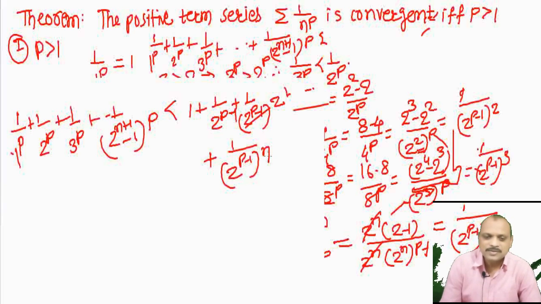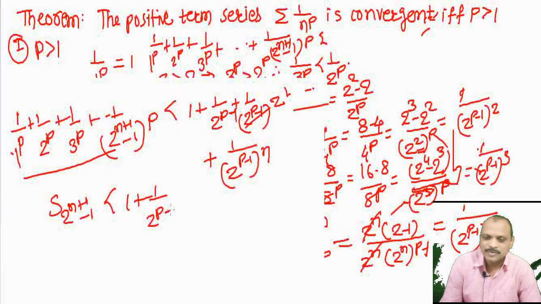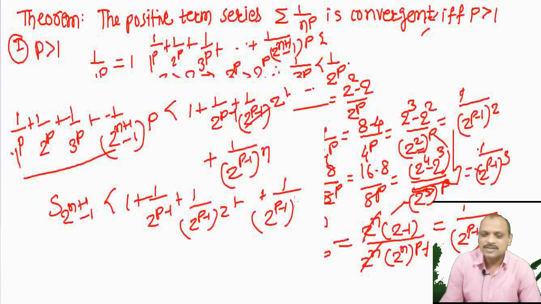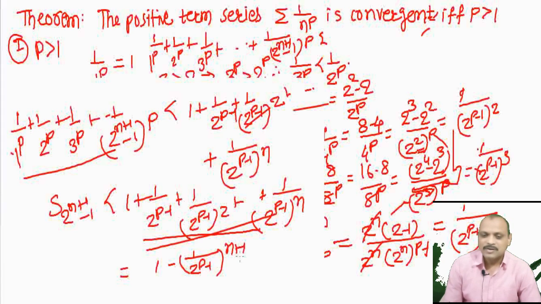And look at this, this is S raised to 2 raised to n plus 1 minus 1, this term, and this will be less than 1 plus 1 divided by 2 raised to p minus 1 plus 1 divided by (2 raised to p minus 1) whole square plus 1 divided by (2 raised to p minus 1) whole raised to n. And this is the geometric series, and this geometric series converges to (1 minus (1 divided by 2 raised to p minus 1) whole raised to n plus 1) divided by (1 minus 1 divided by 2 raised to p minus 1).